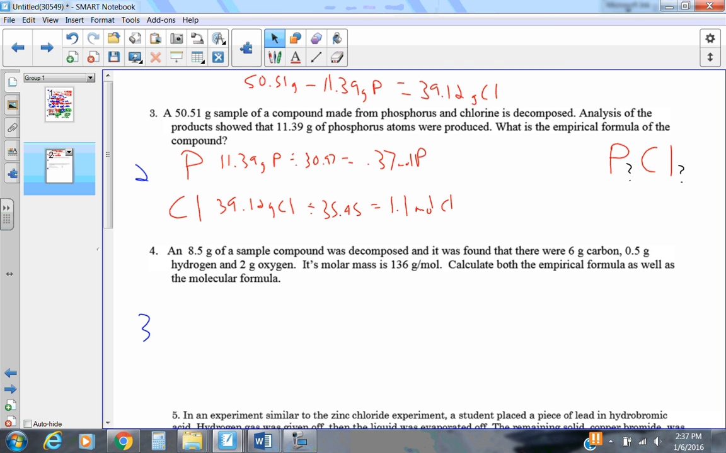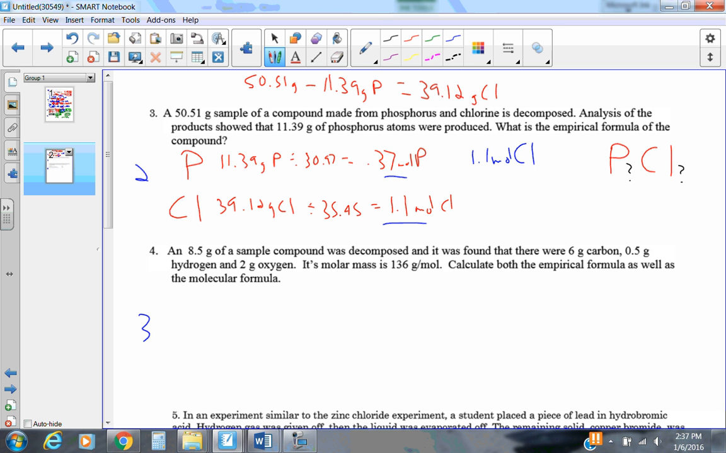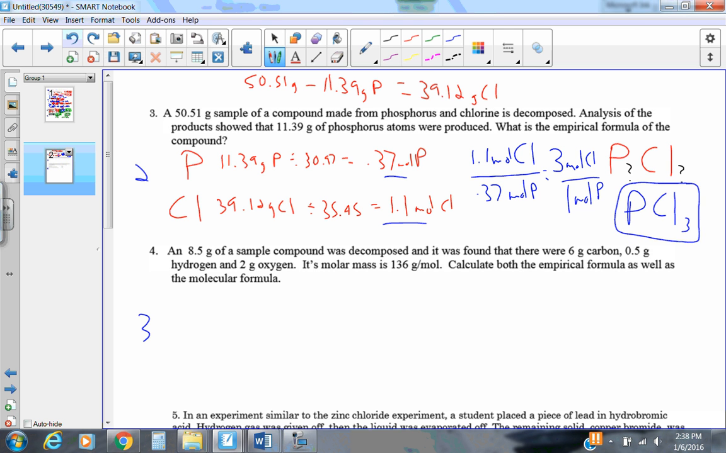Not readily jumping out at you of how much bigger this number is than this number, but the big number on the top, 1.1 moles of Cl, was the big number. The smaller number on the bottom, 0.37 moles of P, and that equals 3 moles of chlorine to 1 mole of phosphorus. So PCl, we have to have 3 times as much. One mole of P, I'm not going to write the 1, but if I did, it would be right there. Let me undo that. It's going to be PCl3, empirical formula.